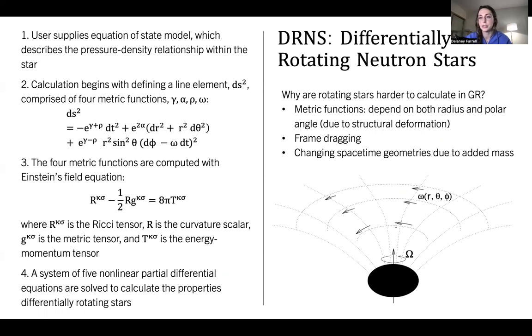Additionally, rotation induces frame dragging in the space-time around the star, which is shown in this photo on the right with a little omega. Lastly, rotation allows for heavier stars, and this additional mass can change the space-time geometries within the calculations. So not an easy task.